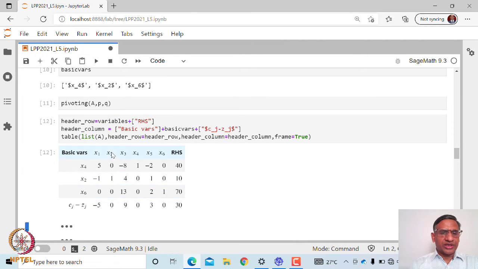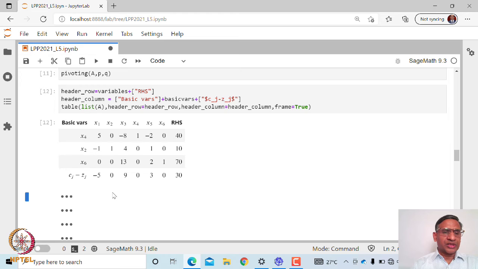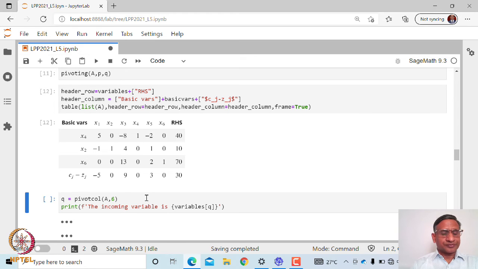You can see here, this was the incoming column and this pivot entry has become 1, and the remaining entries in that particular column have become 0. Of course, we could have computed the Cj minus Zj row using that formula, but it is simpler to find it using row reduced echelon form. Now let us again look at this. This last row again has a negative reduced cost coefficient. Therefore, this again is not an optimal solution.